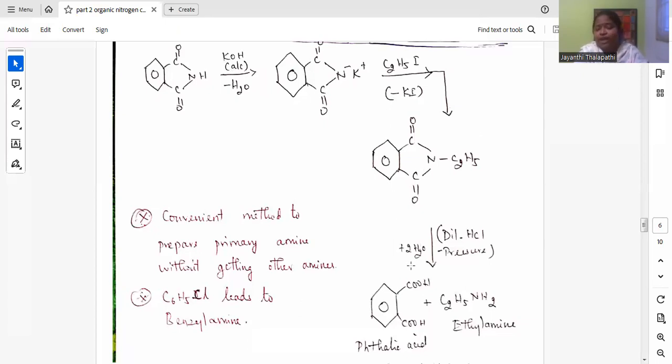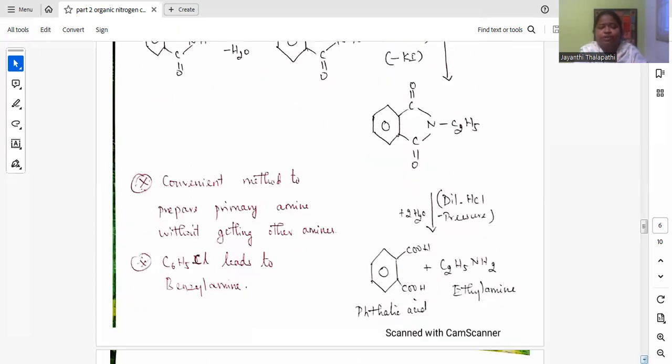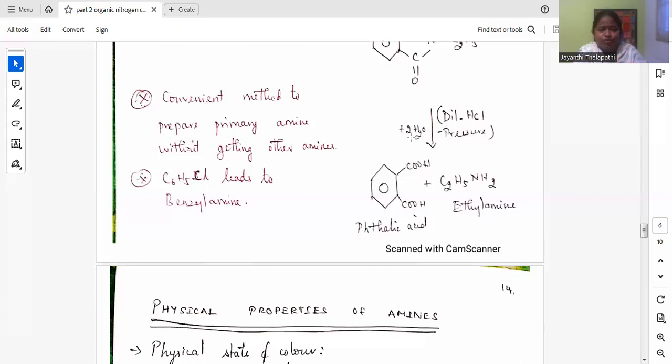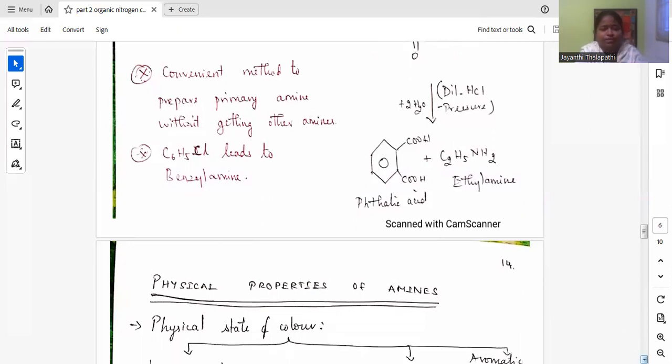By adding water, it dissociates into C2H5NH2. In the presence of dilute HCl, you get ethylamine, and you get phthalic acid from the water molecules: the OH from water binds over here, which gives phthalic acid and ethylamine. As I told you, if you use benzyl chloride, you get benzylamine.